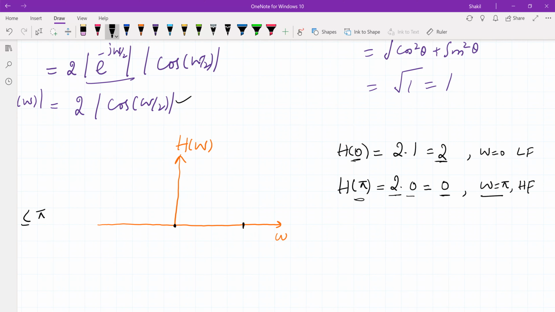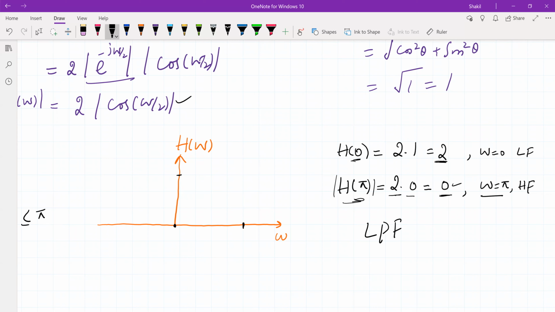It is providing a gain for low frequency that's equal to 2. H of omega means the gain provided by the system. So you can see the gain of the system, or the frequency response of the system, is 0 when omega is equal to pi. At omega equal to 0, meaning low frequencies, the gain is 2, but at omega equal to pi, meaning high frequency, the gain is 0, meaning it is not allowing the high frequency to pass. So this will behave as some kind of a low pass filter.